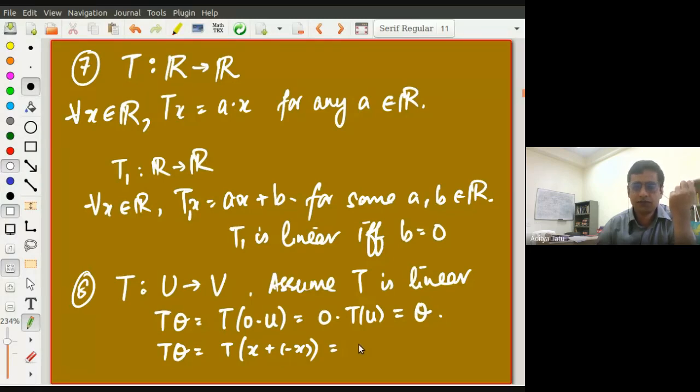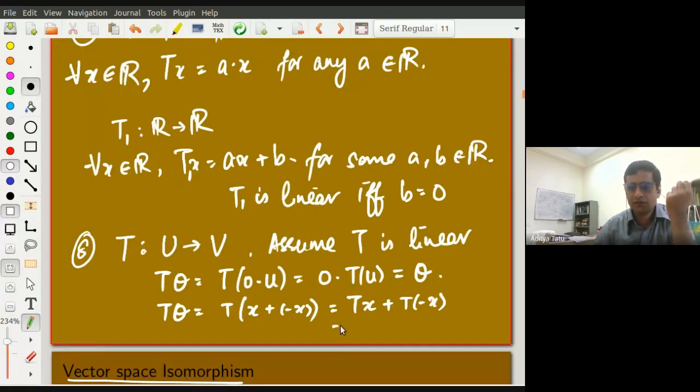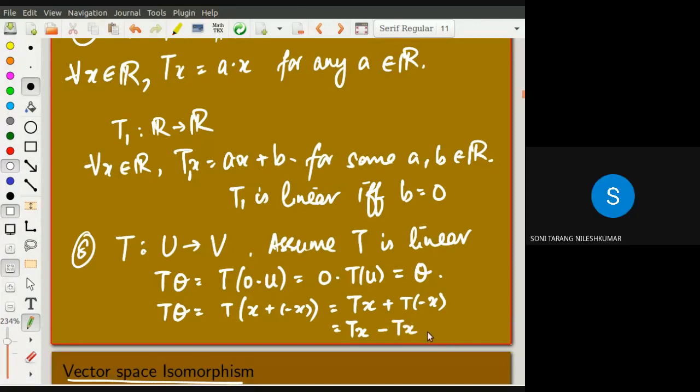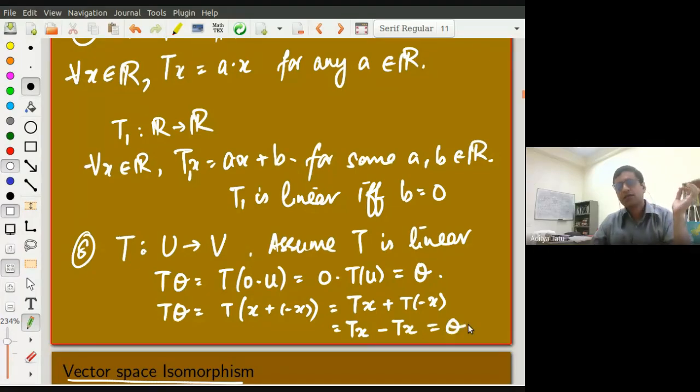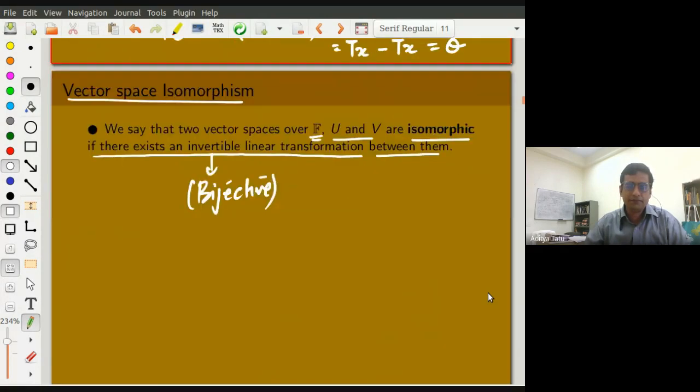What would T of minus x be equal to, by homogeneity? Yes, sir. So remember, any linear transformation has to map theta to theta. And of course, when I'm saying theta to theta, I'm referring to the respective or corresponding additive identities. This theta and this theta may not be the same. Is that clear? Yes, sir.